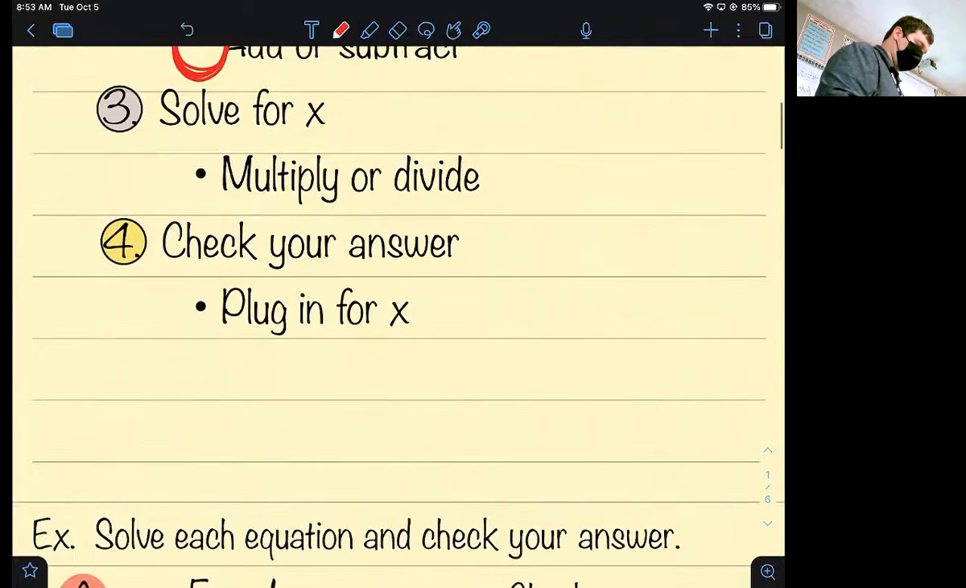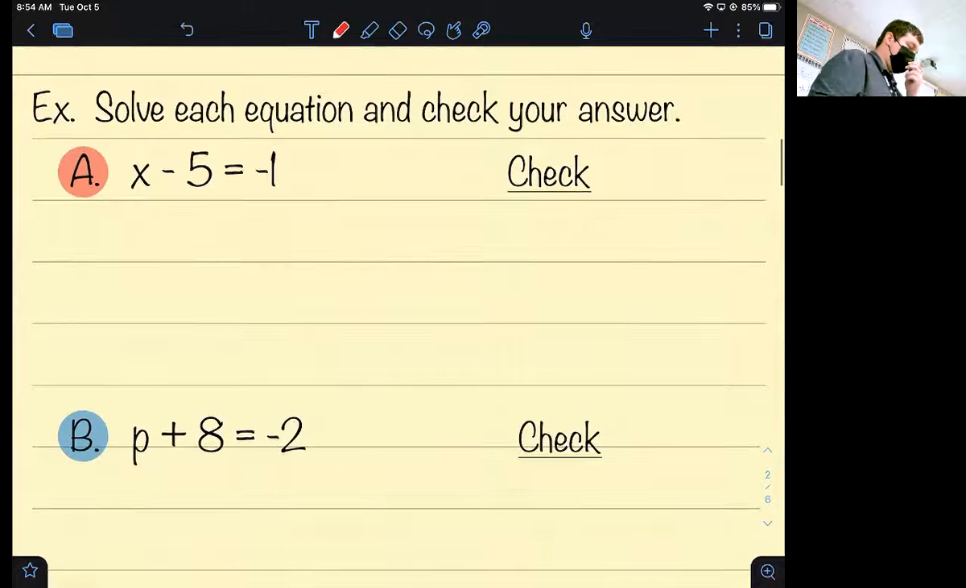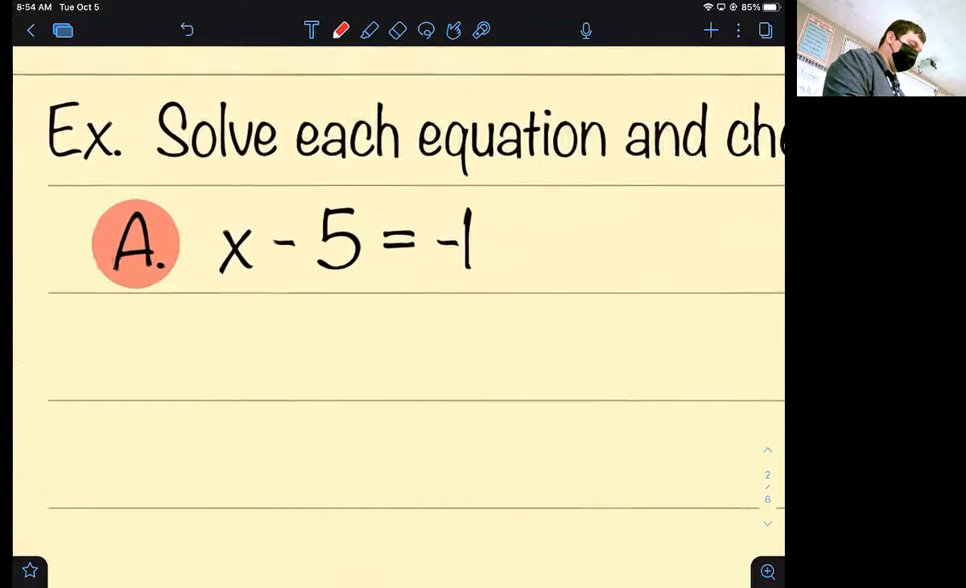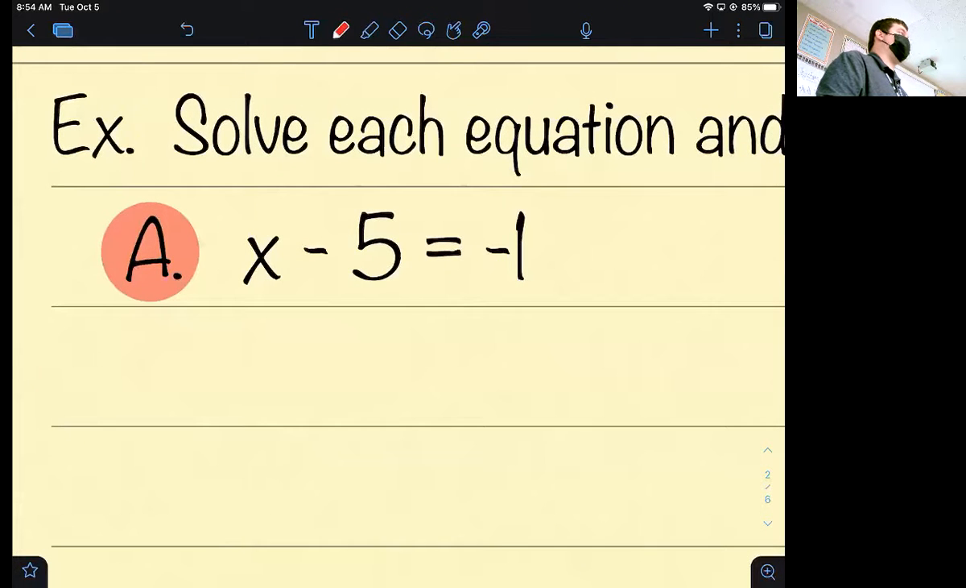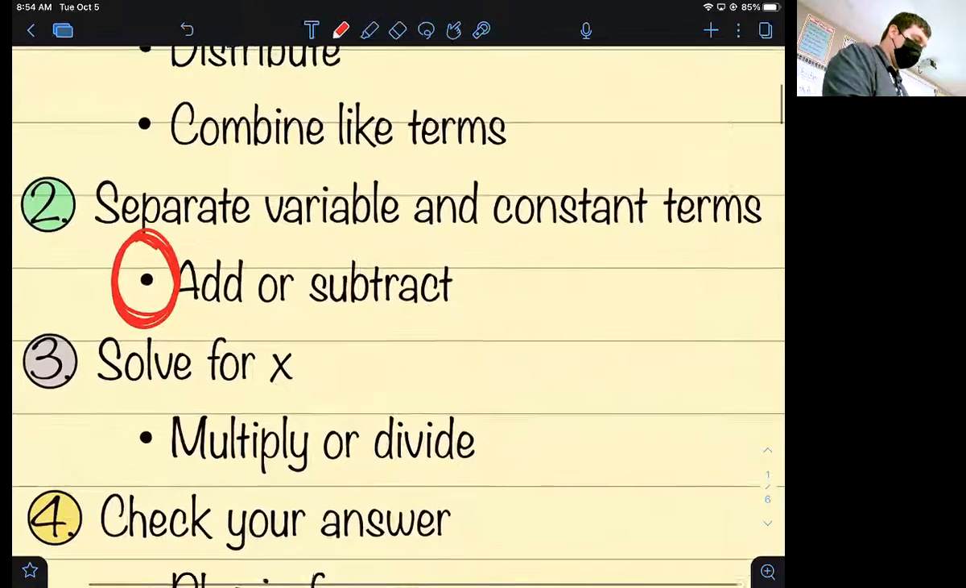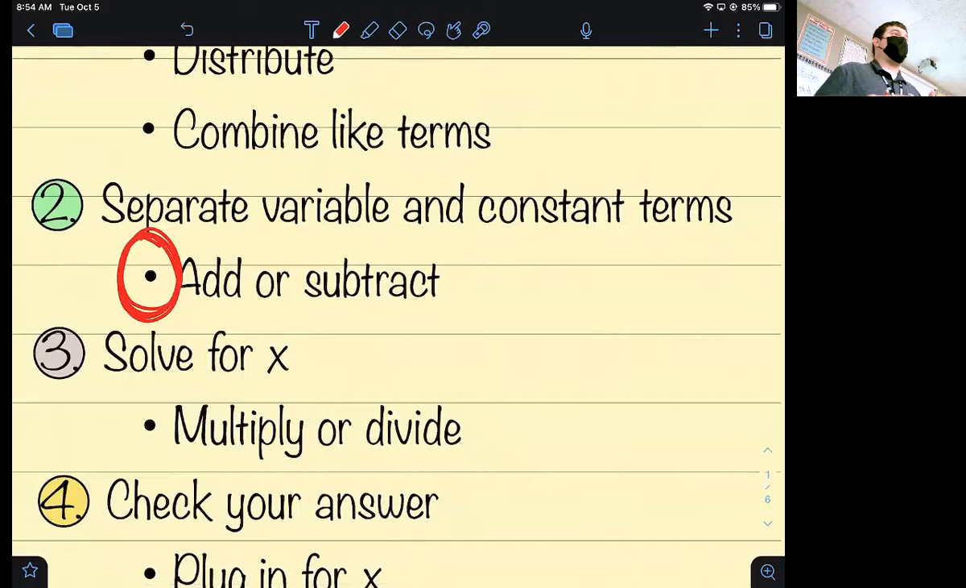Let's look at the first example. X minus 5 equals -1. Identify your variable term. Is the variable term on the left side or the right side of the equation? It's on the left side. Okay, I kind of glazed over this. Let me go back real quick. The step that we're doing today, I know that we're going to use adding and subtracting to do it, but it's the step that says separate the variable and constant terms. What that means is that I want to get my variable term on one side of the equation and my constant terms on the other side of the equation. We call that isolating the variable, getting it by itself. I had someone in first period say, so we're quarantining it. Yes, we are quarantining the variable.